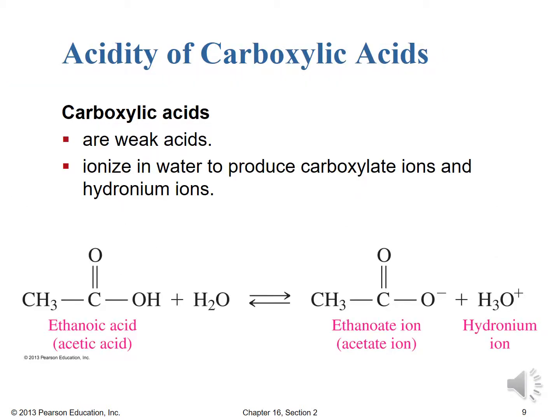Okay, so although it was the least predictable of all those properties on those tables, let's take a look at the acidity of carboxylic acids. So carboxylic acids are weak acids, and they ionize in water to produce carboxylate ions and hydronium ions, according to the reaction we see below, specifically for ethanoic acid, or as it's commonly known, acetic acid. So a molecule of acetic acid or ethanoic acid interacts with a water molecule in an equilibrium process, which is greatly favoring the left. Actually, most of it stays as the neutral ethanoic acid, but some small amount will dissociate.